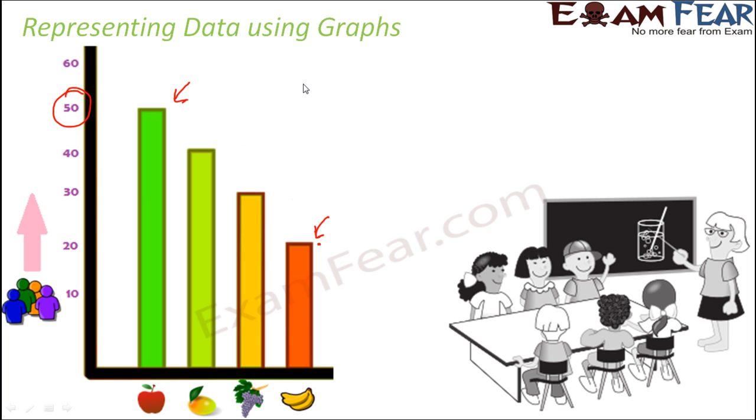But as of now, what I can tell you is that the graph you see here is an example of a bar graph. Graphs are also of many types. This is a bar graph because we represent data using rectangular bars. You see, these are all rectangles. There are 4 rectangles used here, one rectangle for each fruit. So that's why this is a bar graph.